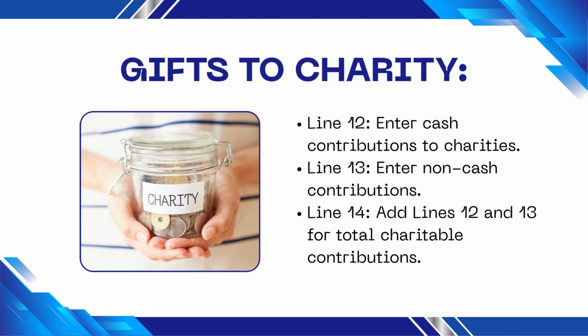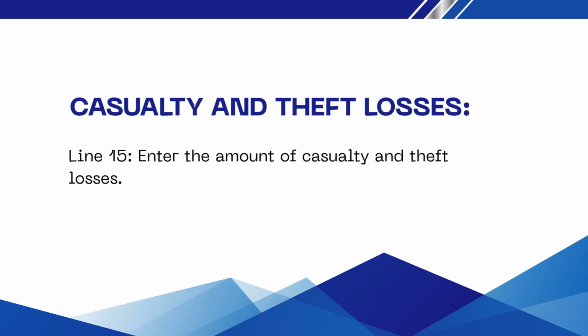Point 4 is gifts to charity. In line 12, enter cash contributions to charities. In line 13, enter non-cash contributions. In line 14, add lines 12 and 13 for total charitable contributions. Point 5 is casualty and theft losses. In line 15, enter the amount of casualty and theft losses.